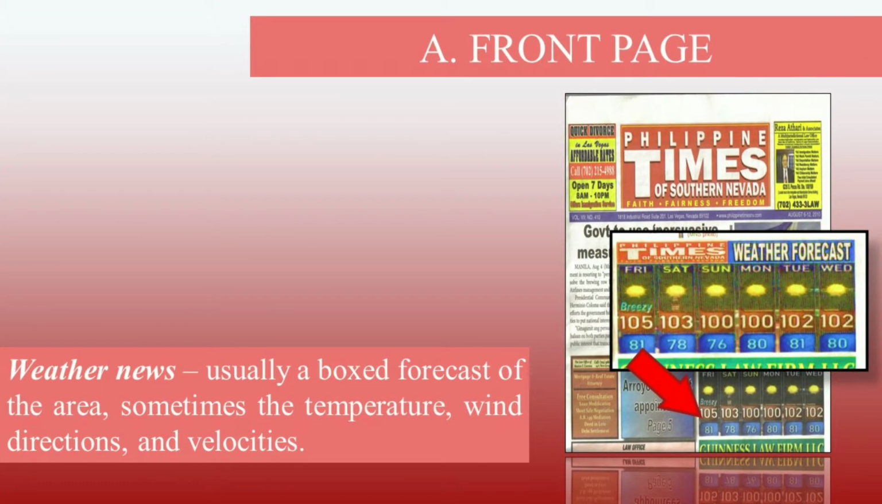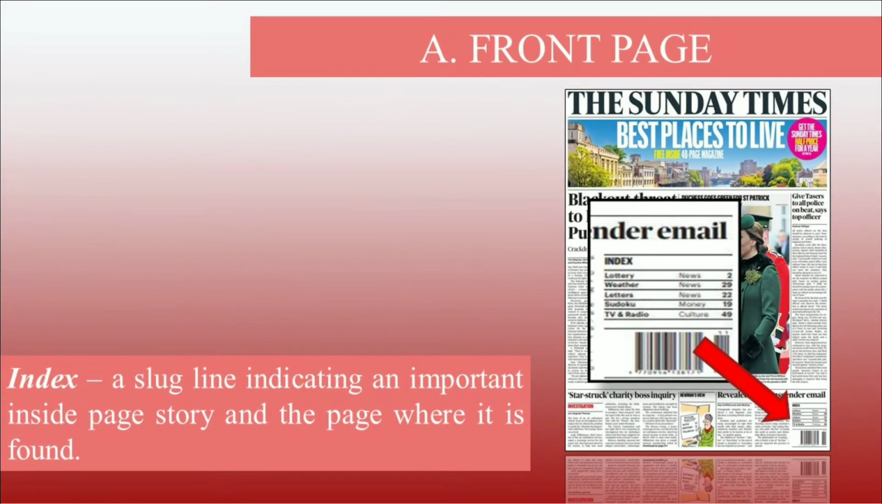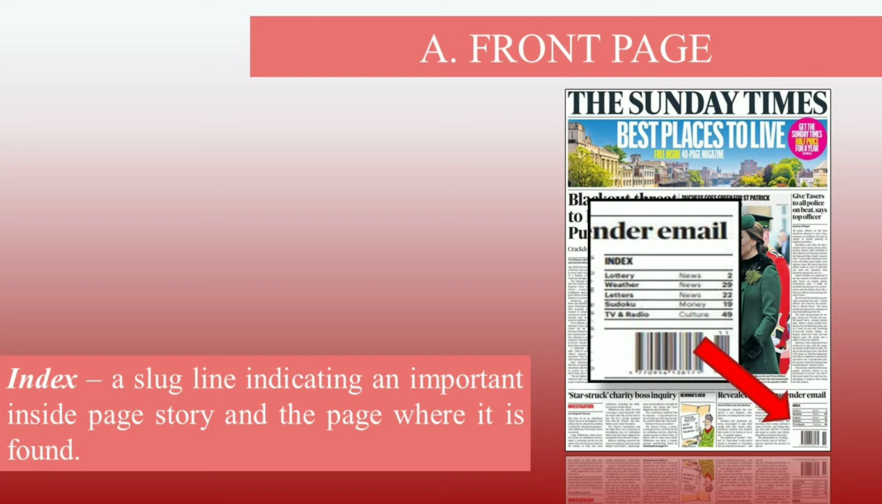Weather news. It is usually a box forecast of the area, sometimes with the temperature, wind directions, and velocities. So this is one example of weather news. Index. It is a slug line indicating an important inside page story and the page where it is found. So the index is like a table of contents of the newspaper.